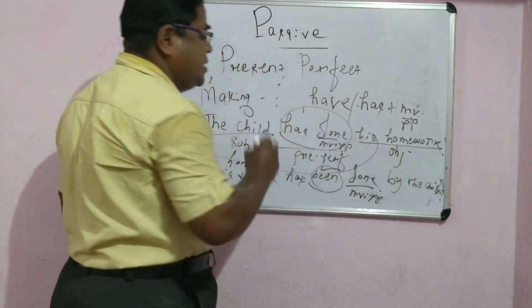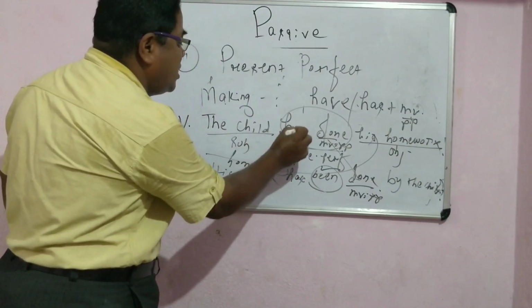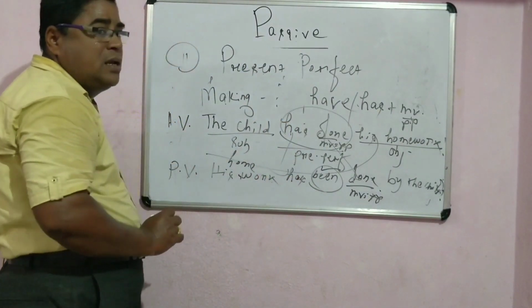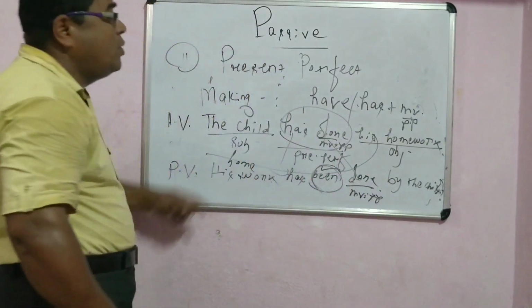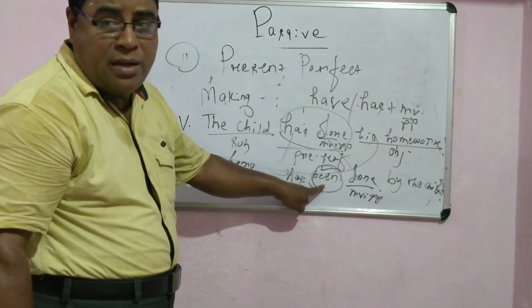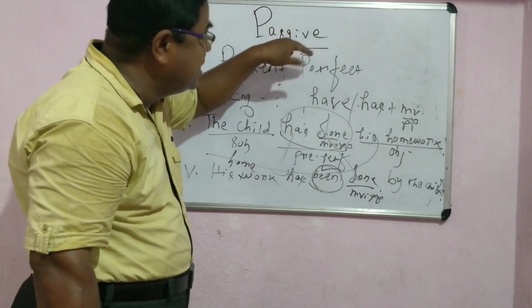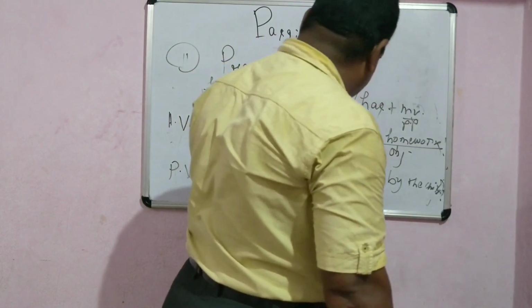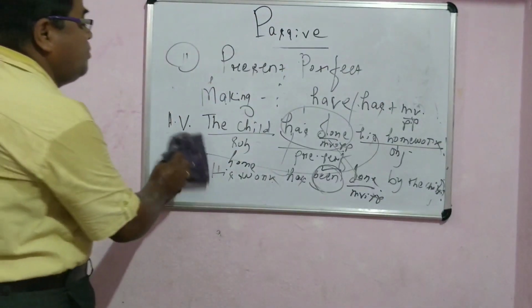There is no change because has is for singular, child is singular. Has is singular because homework is a singular or uncountable noun. Only you have to add been. So if there is a present perfect, has plus PP, in the passive you have to add been. Similarly, if the present progressive ends with ing, this ing is converted into been. So ing into been, has/have into been. This is all about your present progressive and present perfect.